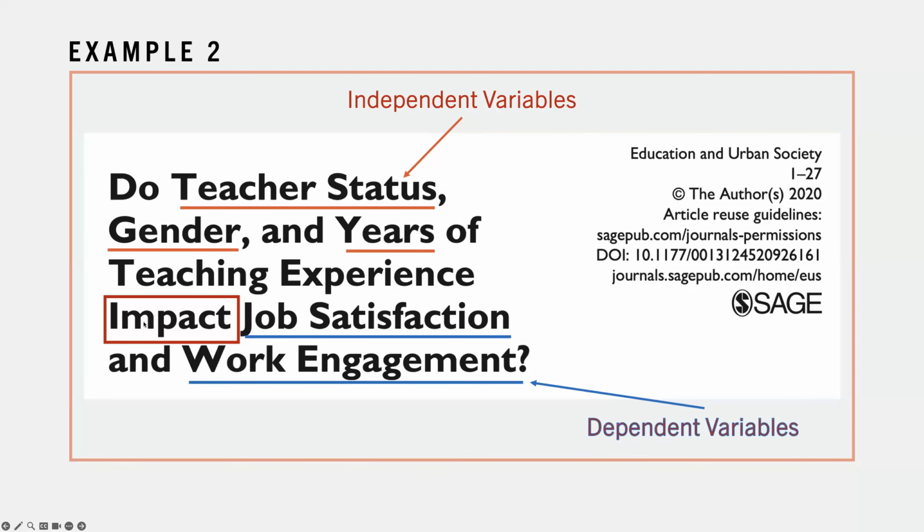But notice this impact. So do teacher status, gender, and years of teaching experience impact? This is wording that indicates that these are your independent variables. And we're saying, do they impact? So they have an impact on job satisfaction and work engagement. Those are our dependent variables. So again, not experimental, but these are still the independent variables in this study.